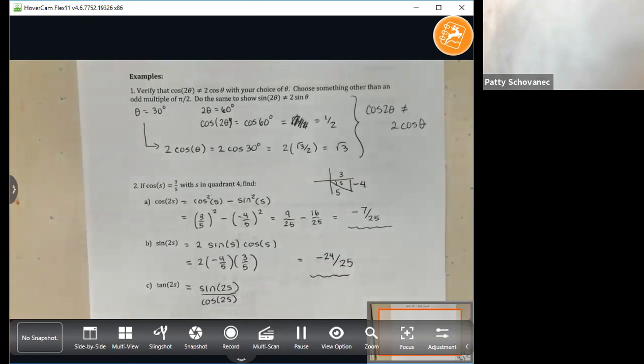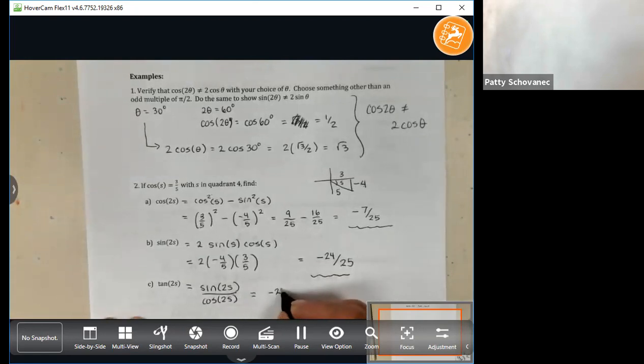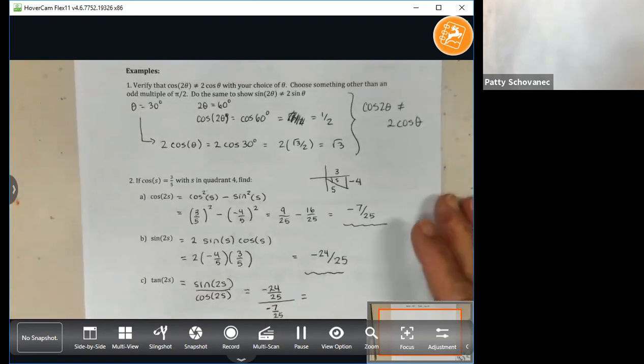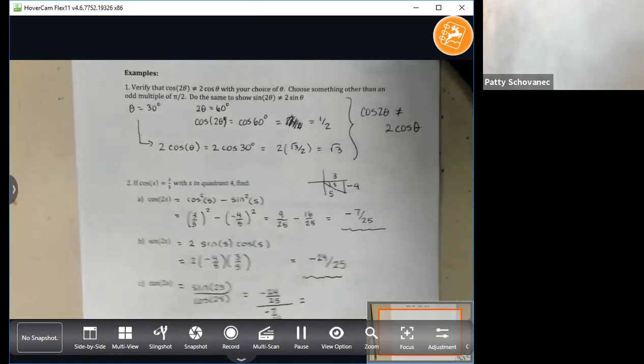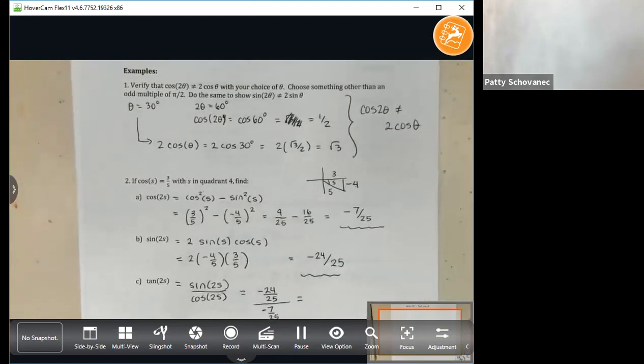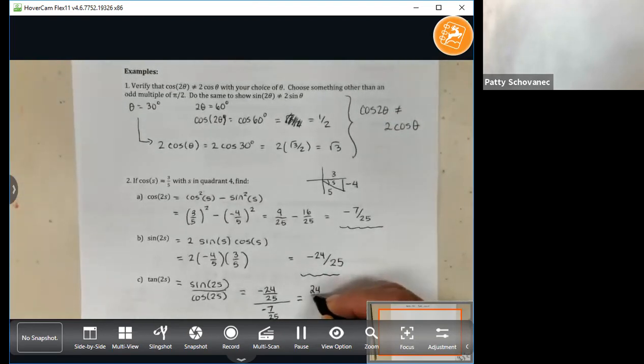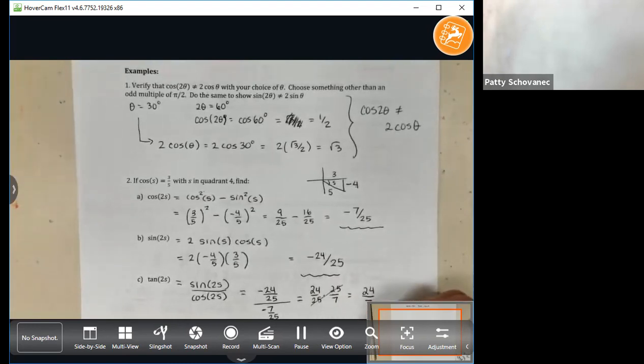We have those numbers above. The sine of 2 times S is negative 24 over 25. The cosine of 2S is negative 7 over 25. So if we do the flip and multiply step, first notice that I have a negative over a negative, and I'm going to go ahead and cancel that and make that positive. So we'll take 24 over 25 and multiply it by the reciprocal 25 over 7. The 25s cancel, and so our tangent is 24 over 7.